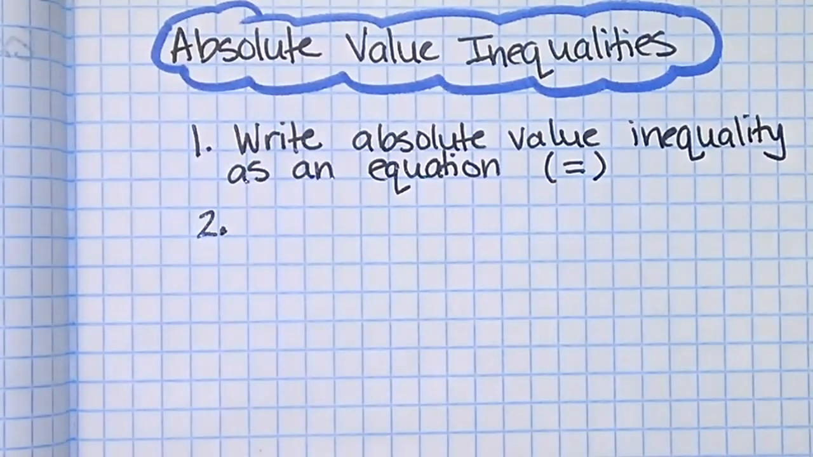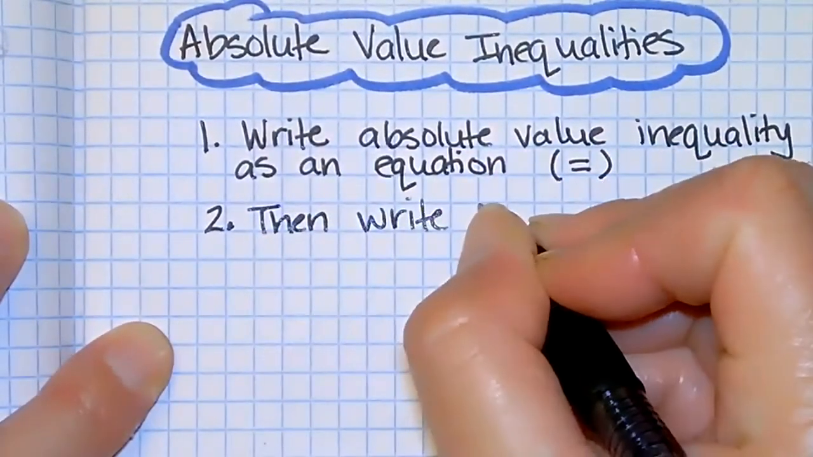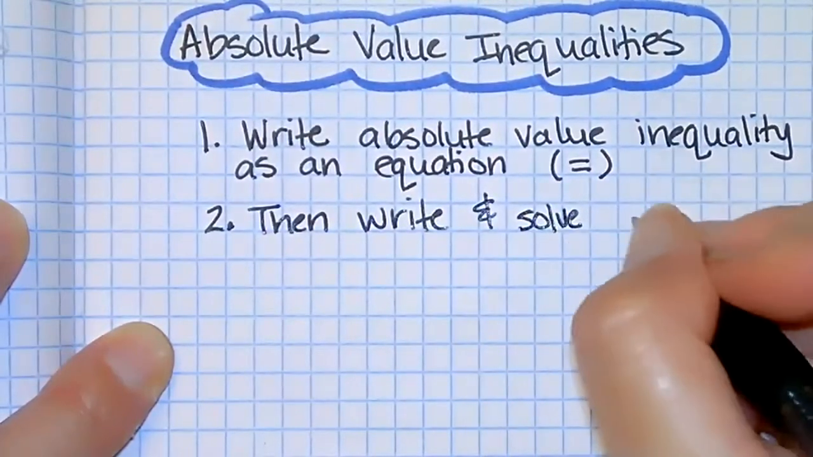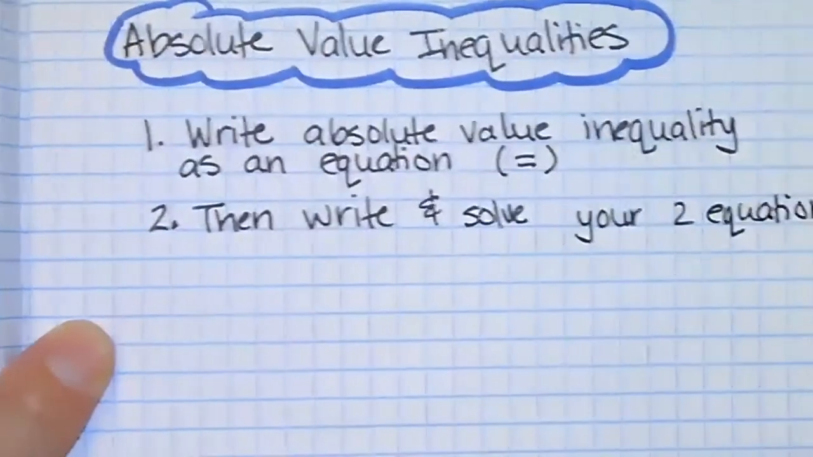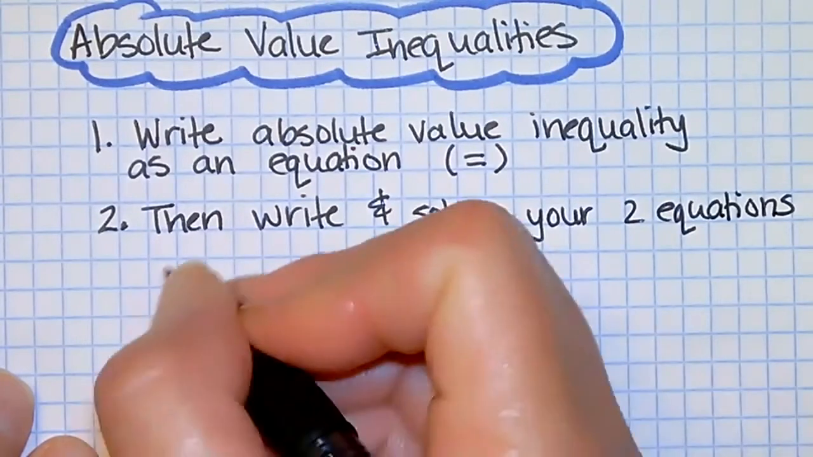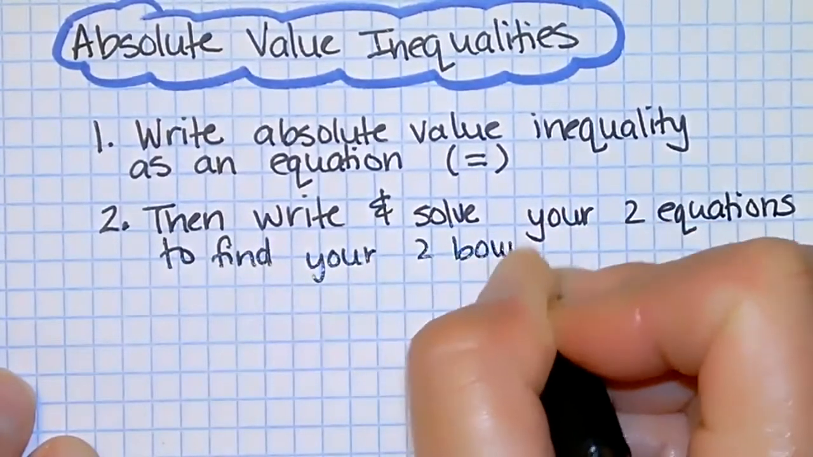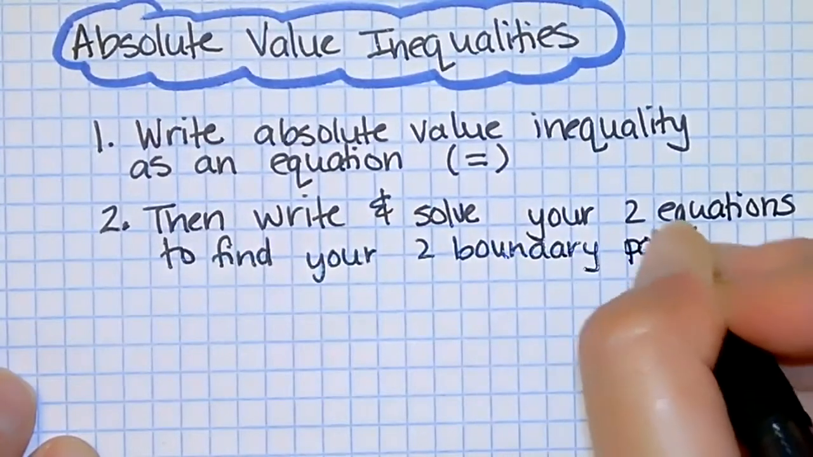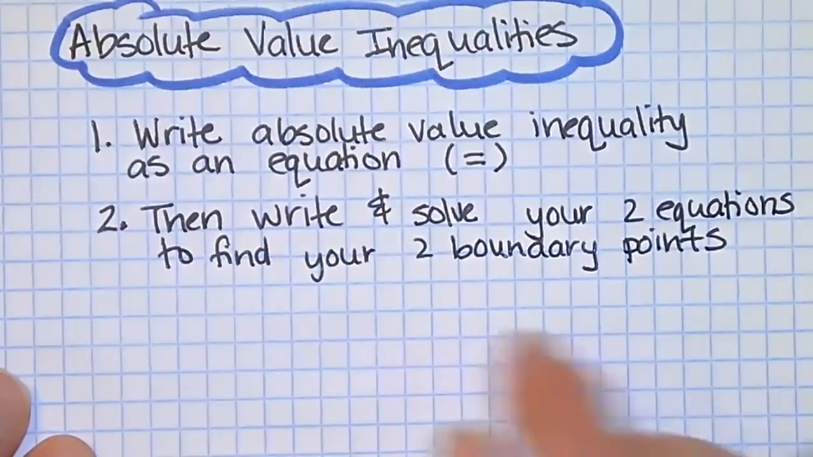The second step is just like we did yesterday with our absolute value equations, we're going to write two equations. Then you're going to write and solve your two equations to find your two boundary points. Like our absolute value equations, we usually got two answers. Our absolute value inequalities, we're usually going to have two boundary points.